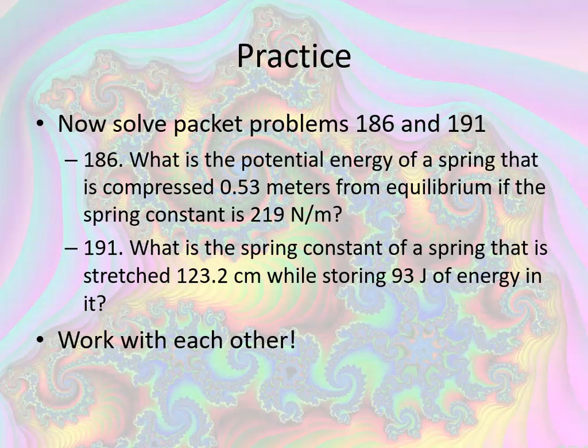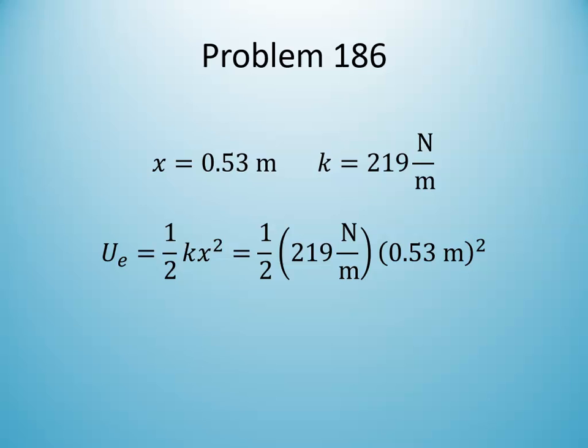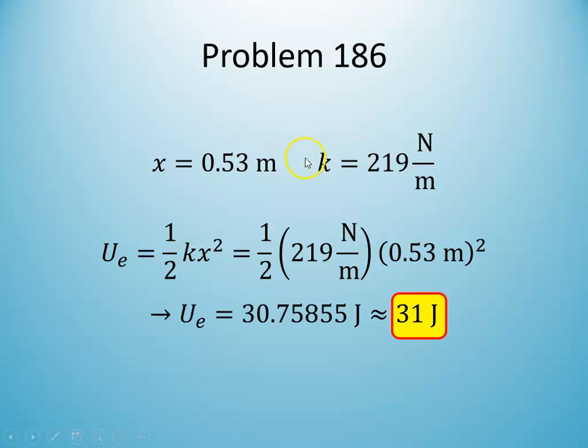In any case, with the first problem, the potential energy of that spring, you have a compression distance of 0.53 meters and a spring constant of 219 newtons per meter. Plug in the numbers, and you get 31 joules. Notice that we write our formula first, plug in our numbers with units. What you'll see here is you have newtons per meter in the first unit, and then meters squared in the second. So newtons per meter times meter squared, that's a newton meter. Well, apparently a joule is also a newton meter.